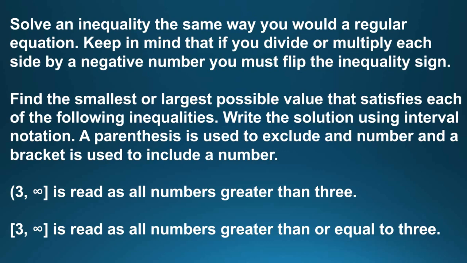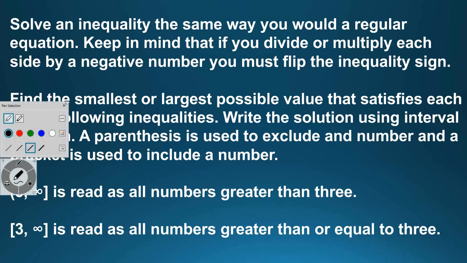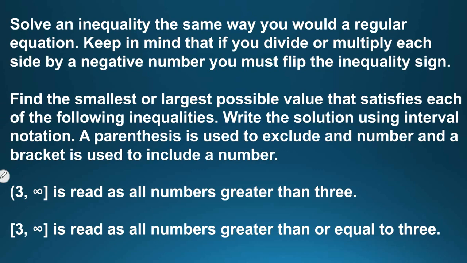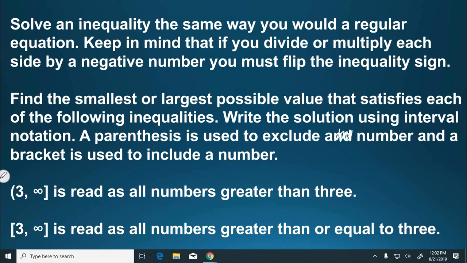Then we want to find the smallest or largest possible value that satisfies each of the following inequalities. Write the solution using interval notation. A parenthesis is used to exclude a number, and a bracket is used to include a number. Okay, so exclude means it's not really part of the solution set. Include means it is part of the solution set. And this should just say A, not and.